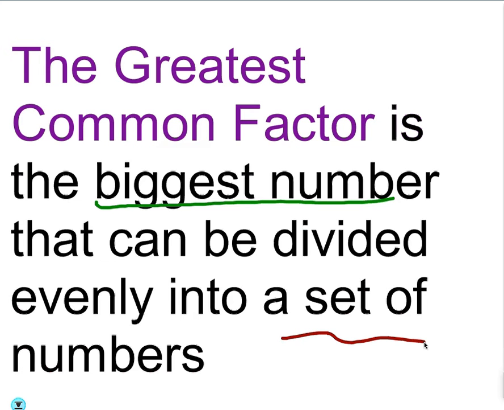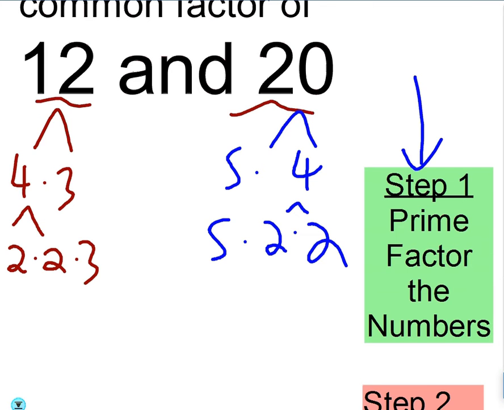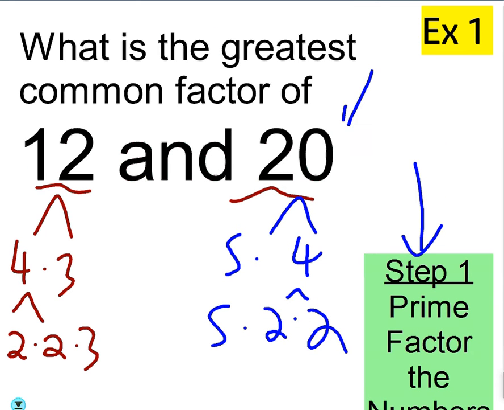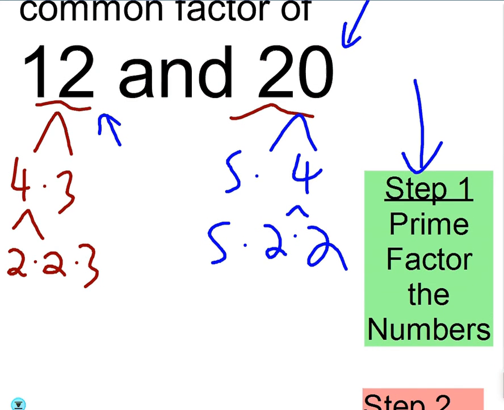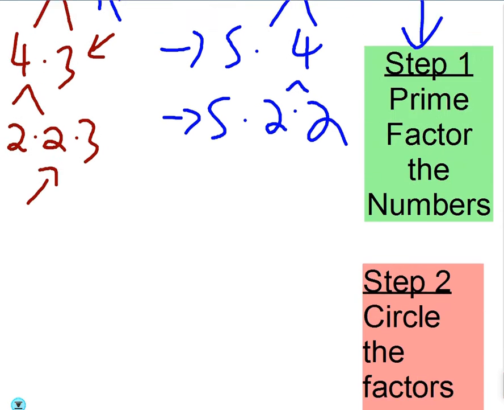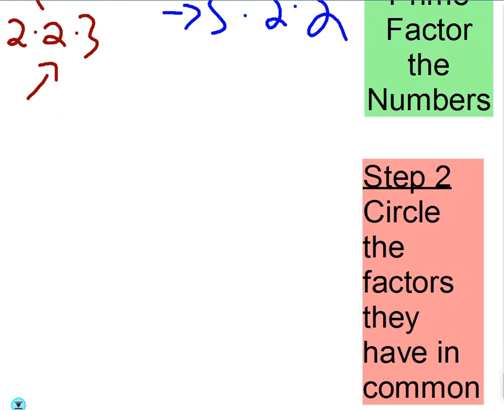We're going to be using prime factorization, the lesson we did yesterday, to solve the problems that we're looking at today. Okay, so we're finding the greatest common factor of 20 and 12. First step is to find the prime factorization of both numbers. 20 breaks down to 5 and 4, which goes to 5, 2, 2. And then 12 breaks down to 4 times 3, which breaks down to 2 times 2 times 3. So step 1 is just like what we did yesterday. Step 2, we're going to circle the factors they have in common.